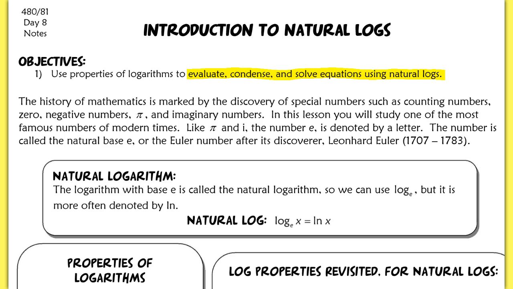So the history of math is actually marked by the discovery of lots of special numbers, like counting numbers, the number 0, negative numbers, pi, and even imaginary numbers. In this lesson, we're going to look at one of the most famous numbers of modern times, the number e. Like pi and i, the number e is denoted by a letter. The number is called the natural base e, or the Euler number, because it was discovered by Leonhard Euler.